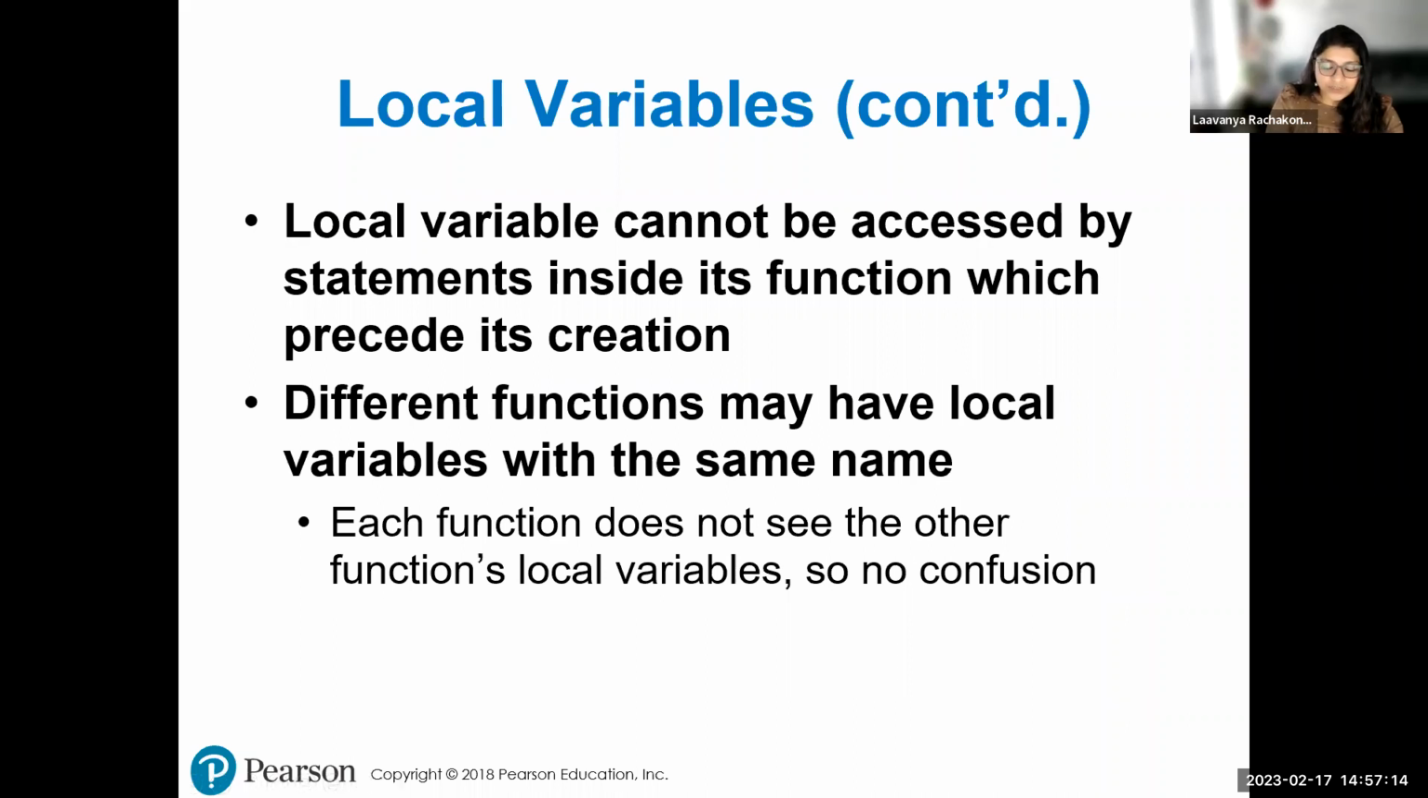Let's say you have two functions. Function A has the variable name, and function B has the variable name. It is still okay. The data contained in the variable name for function A is different from the data it is holding in the variable name in function B. The memory address and the allocation are different. Each function does not see other functions' local variables, so there is no confusion.